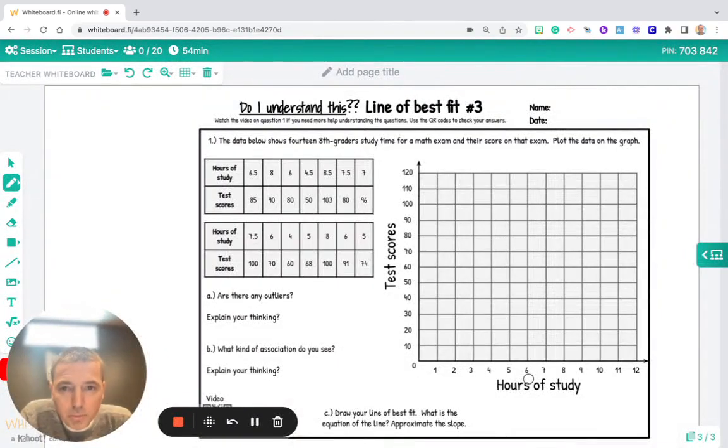Hey guys, let's answer question number 1 here. The data below shows 14 eighth graders' study time for a math exam and their score on that exam. Plot the data on the graph.